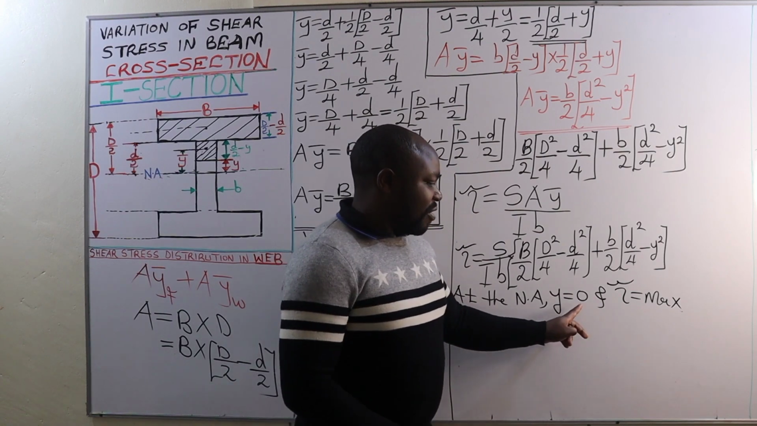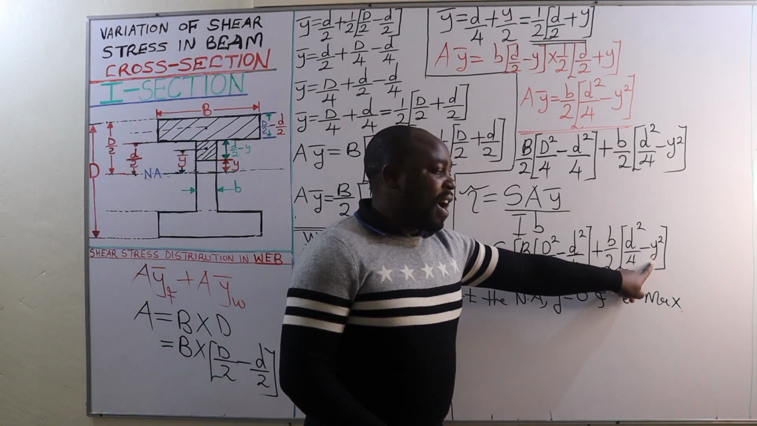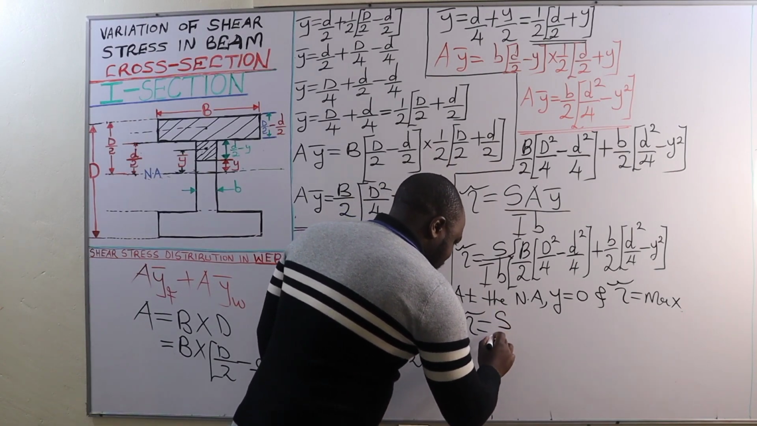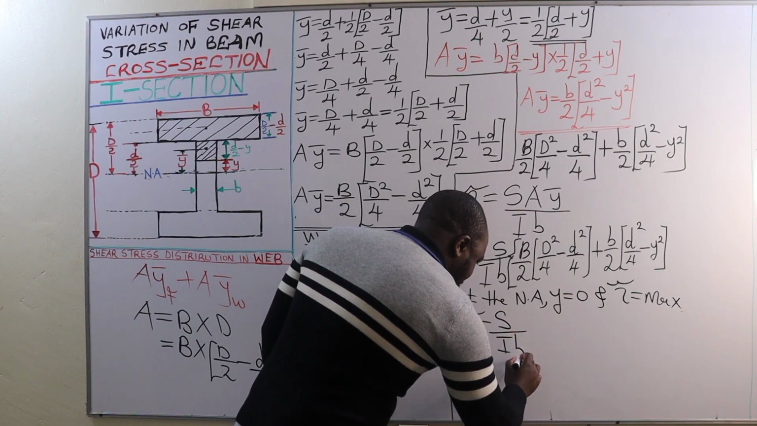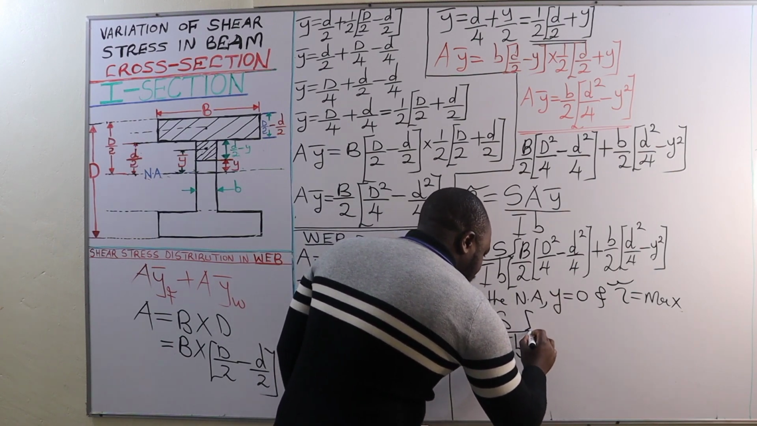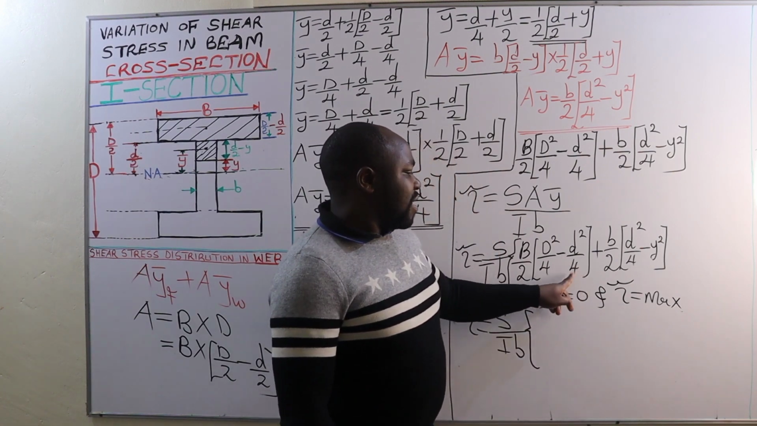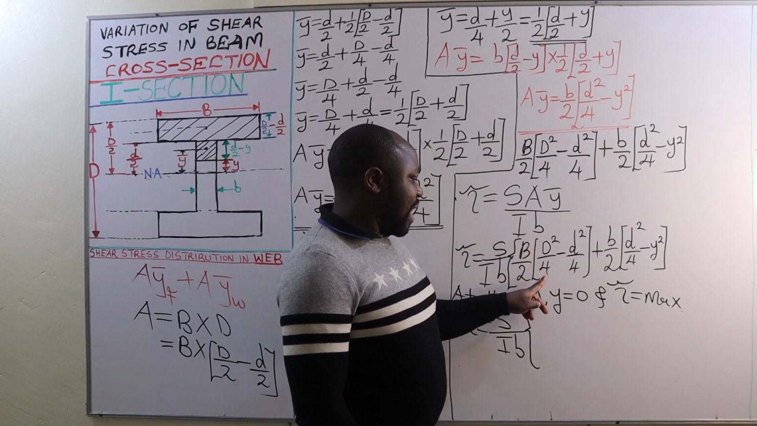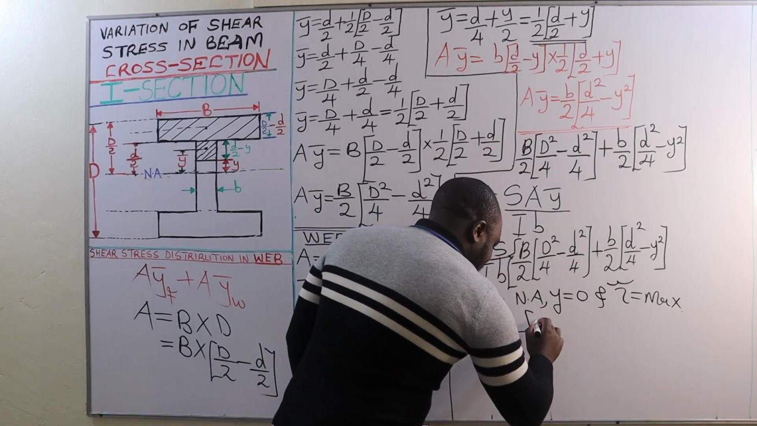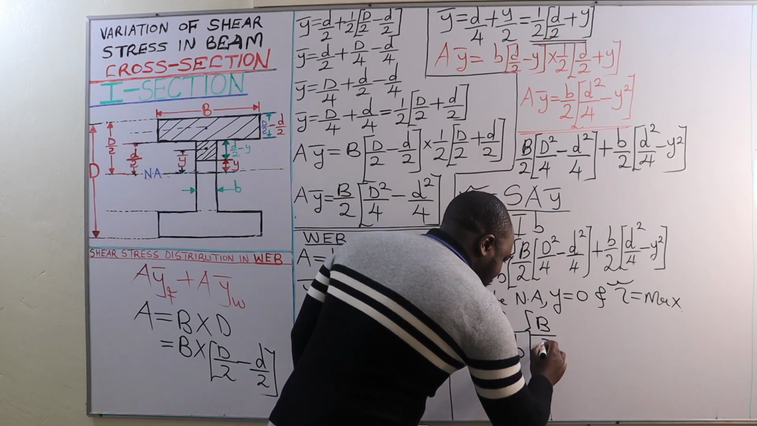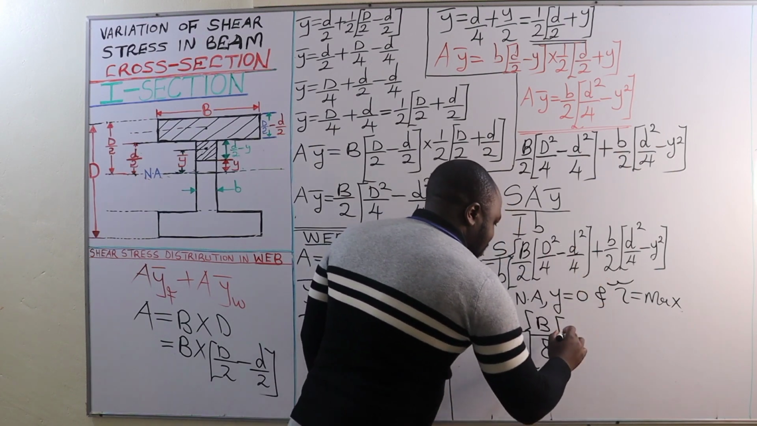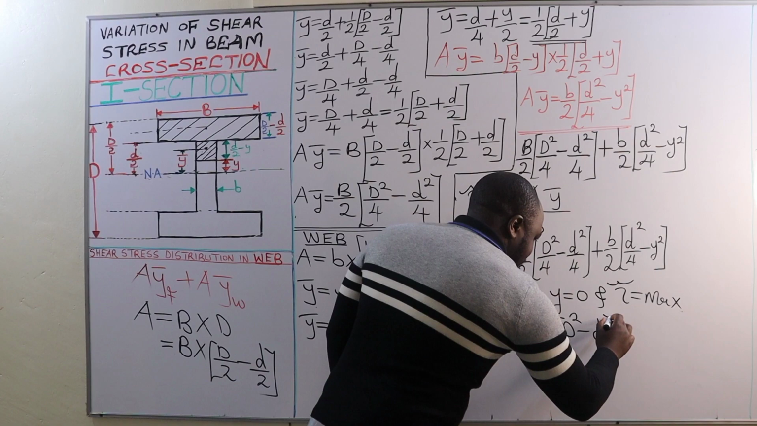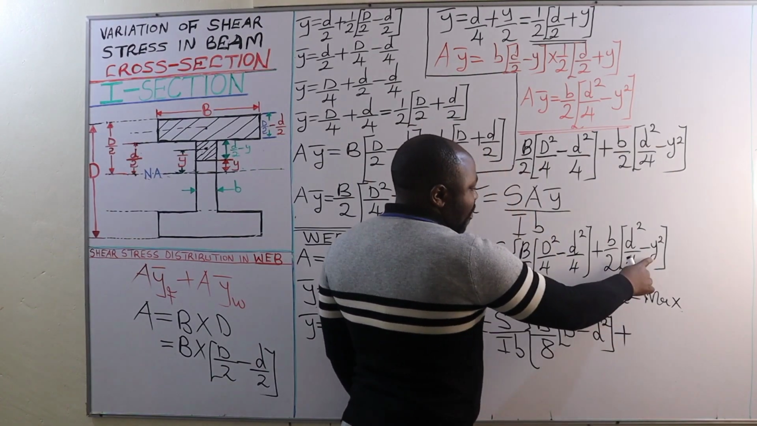Therefore, substituting this 0 at this point where we have y squared will give us S divided by I B into, when we factorize 4 out, we are going to have b divided by 2 times 4, which is 8. Therefore, that's going to be b divided by 8 into, we are going to remain with d squared minus d squared plus y is 0.